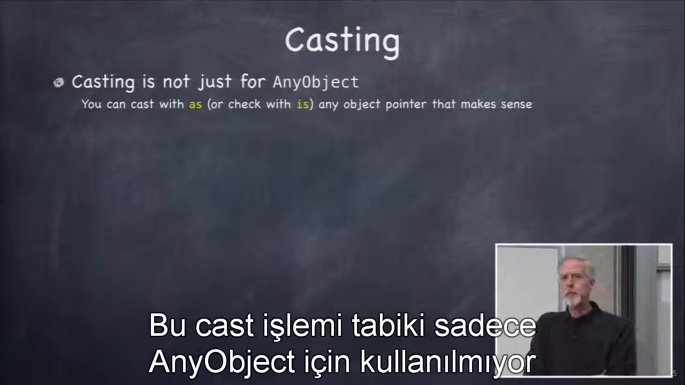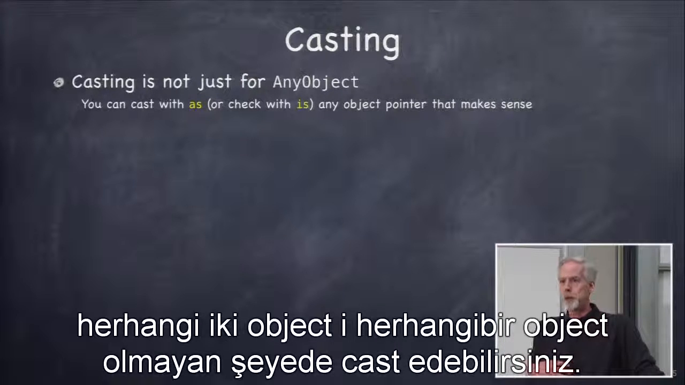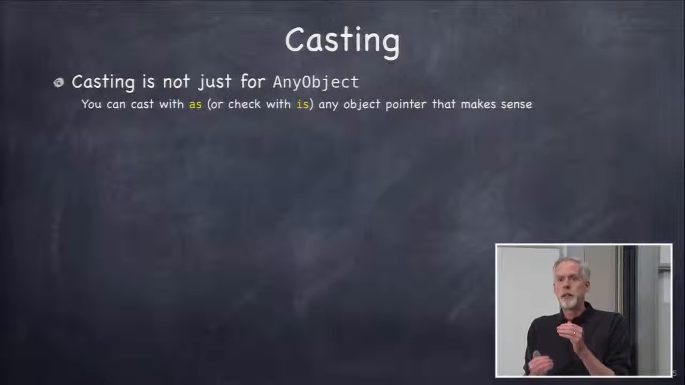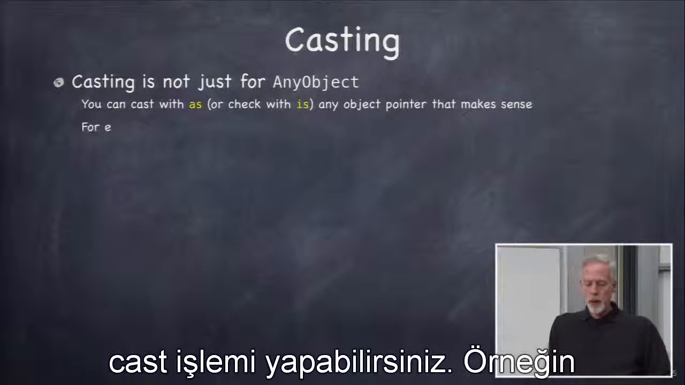Okay, now this casting business is not just for any object. You can actually cast any two objects. For all non-any object cases, though, obviously those two objects would have to be in the same inheritance hierarchy, right? You can only downcast into your own inheritance hierarchy.